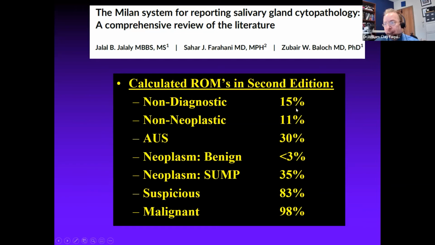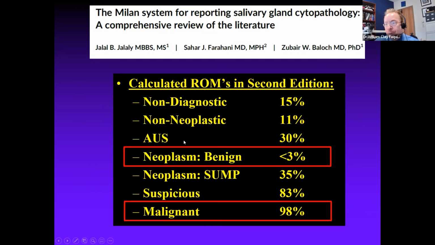These are the diagnostic categories and their risks of malignancy. I will highlight two of them. For the neoplasm benign category, we definitely want to keep that risk of malignancy very, very low. That's because some patients who are diagnosed with a benign lesion, even a pleomorphic adenoma sometimes, may decide they don't want to go to surgery. If that's the decision, we want to make sure when we call it benign that we're pretty certain of that. The other thing is that for the malignant category, from the literature, it's 98%, but we want to be very close to 100% when we make a diagnosis of malignancy.